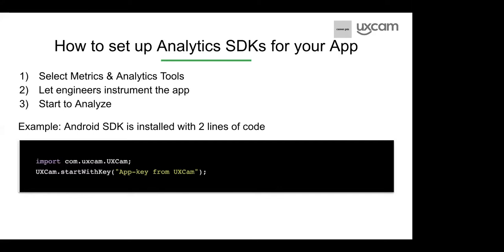So how do you set up analytics SDKs for your app? Very basic question. So long story short, you don't do it. You ask your engineers to do it. But for any analytics SDK that's out on the market, not just us, it could be Firebase, Amplitude, Mixpanel, the basic integration usually is quite simple. So you just select the tool you want to have, then you tell your engineers, please add the code to my app, and then you can start to analyze.